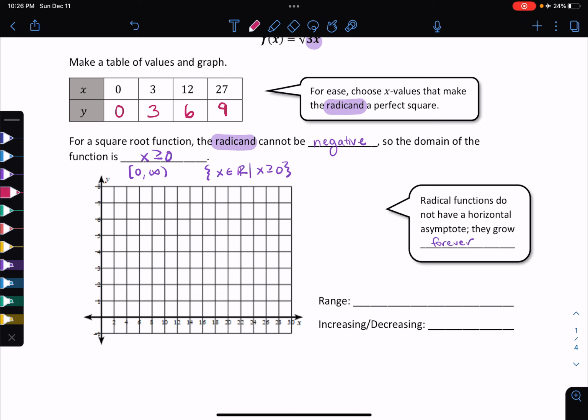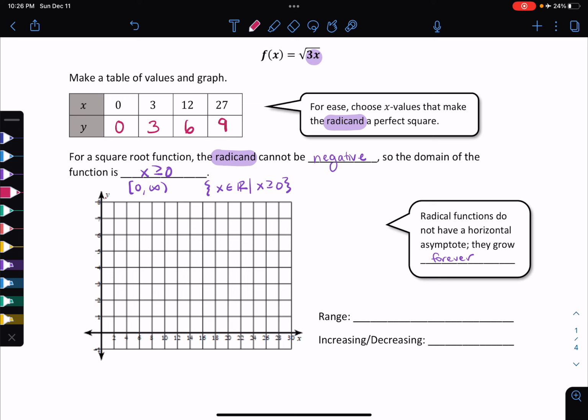So if I graph this function that we've been dealing with, f of x equals the square root of 3x, I have these points here. So I have 0, 0. I have 3, 3. It's been a little squished because we needed to get to 27. 12, 6, right here. And 27, 9 is way up there. All right, so we're something like this. Not perfect, but it's growing forever.